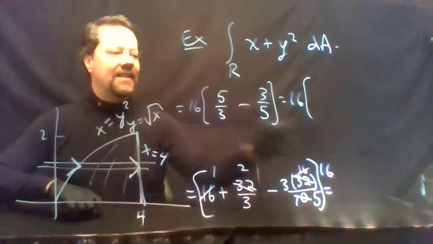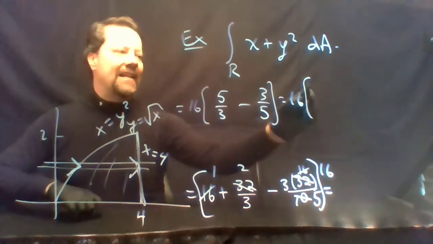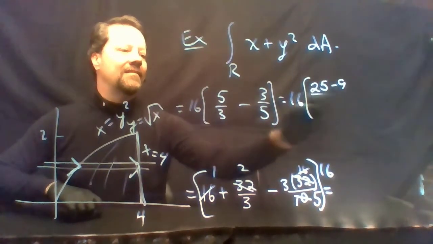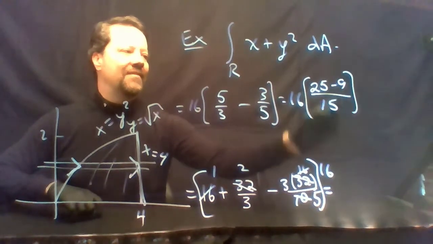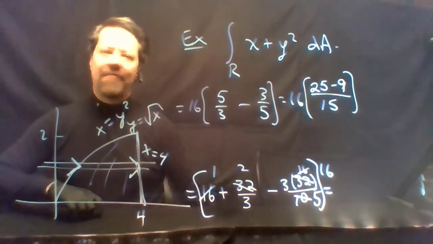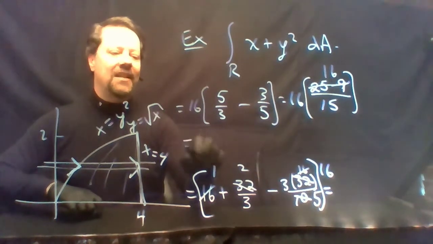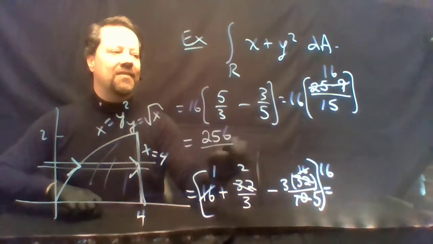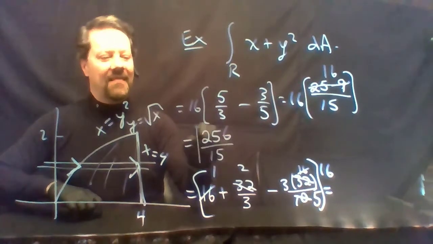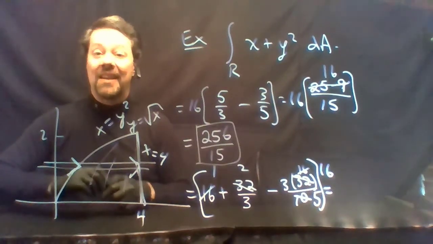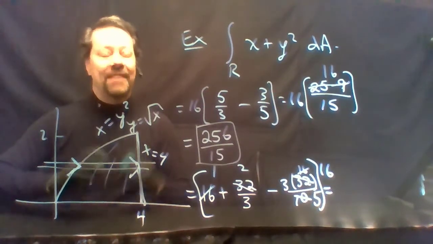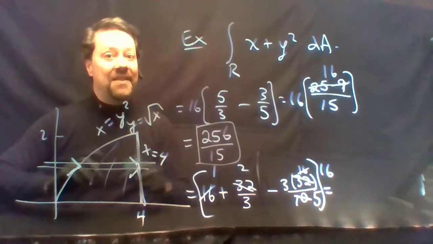We have then 16 times 25 minus 9 over 15. 25 minus 9 is 16. 16 times 16 is 256. The same answer as with vertical cross sections. It had better be the same. Fubini's theorem guarantees it.